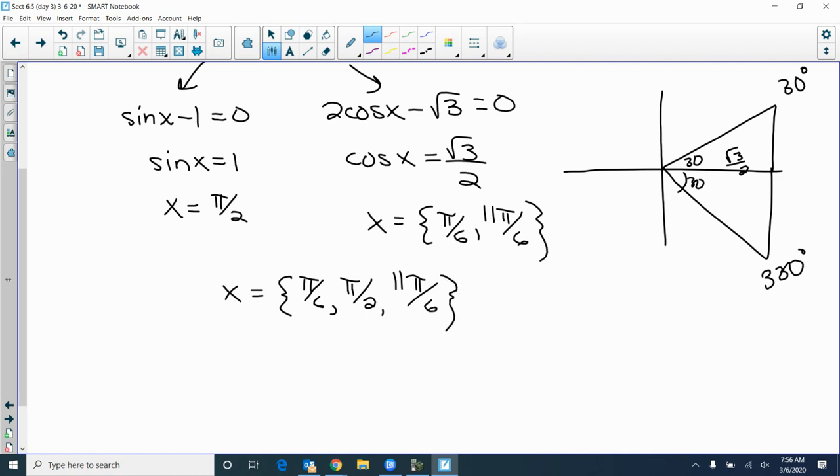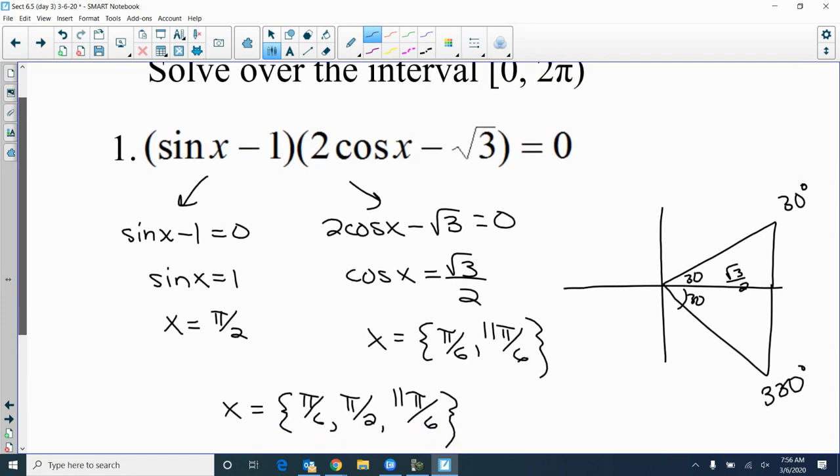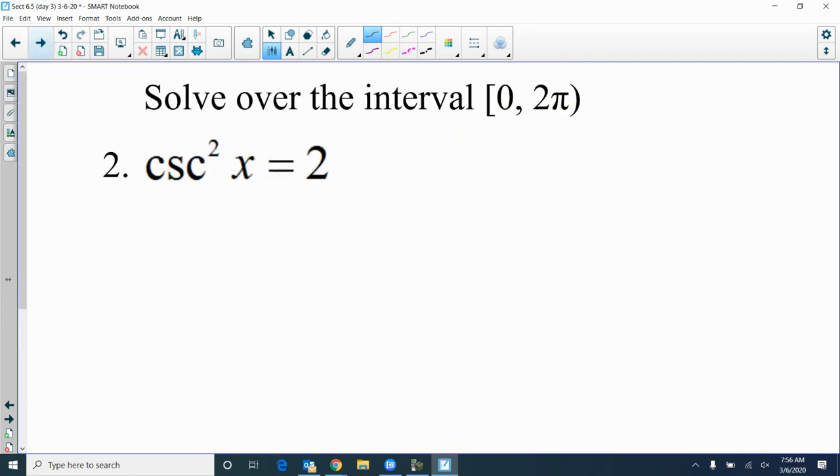Pi over 6. Okay. If it's like that, nice. They already did the hard work for you. Okay. All right, now, like I said, we're going to come up with several different types in terms of how they look and how we go about solving them.